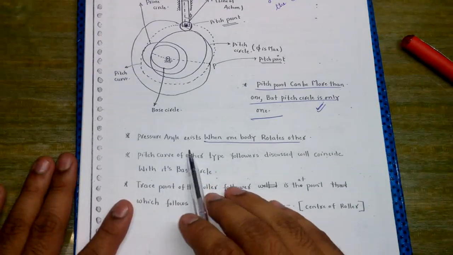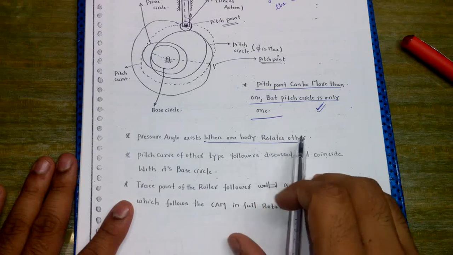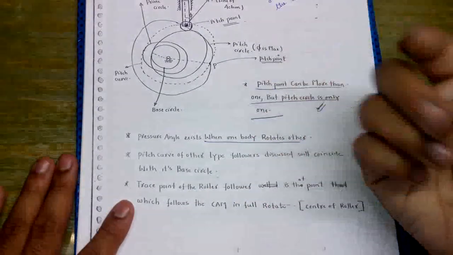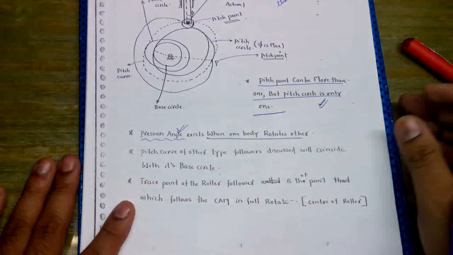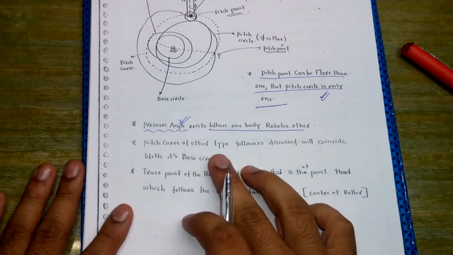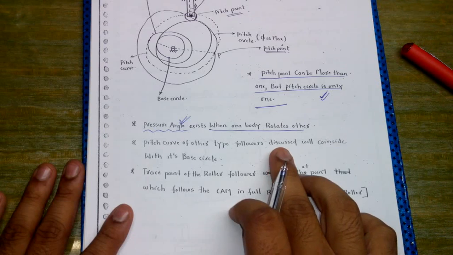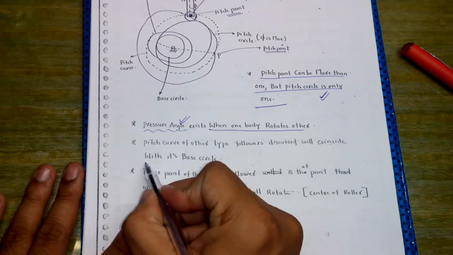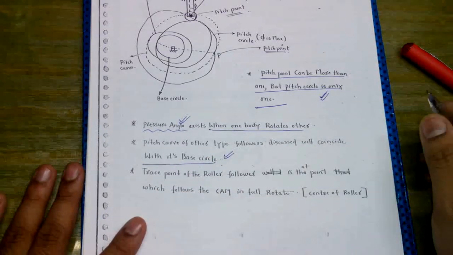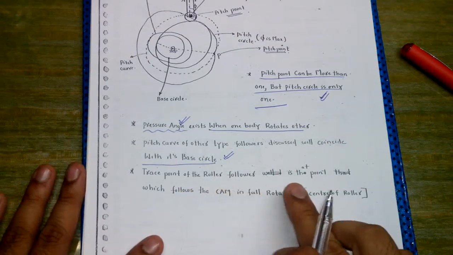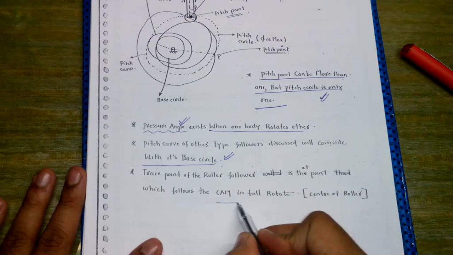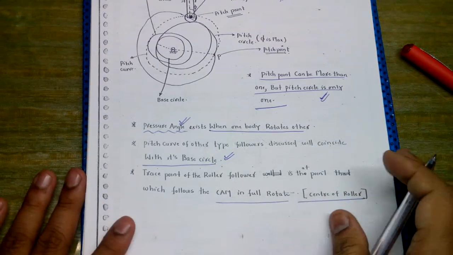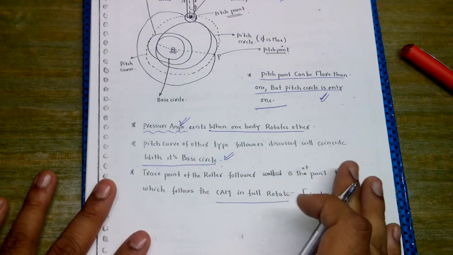The pressure angle exists when one body rotates the other. जब एक बॉडी दूसरी बॉडी को रोटेट करेगी तब वहां पर हमारा प्रेशर एंगल एग्जिस्ट करेगा. The pitch curve of other types of followers discussed will coincide with its base circle. ठीक है. And the trace point of the roller follower is at a point which follows the cam in full rotation. ठीक है. तो ये सब बातें हैं ये जो हमें पता होनी चाहिए.